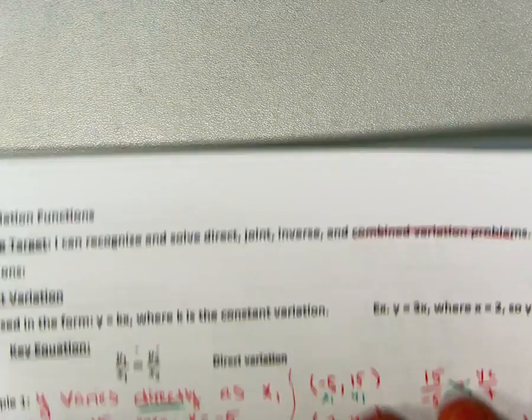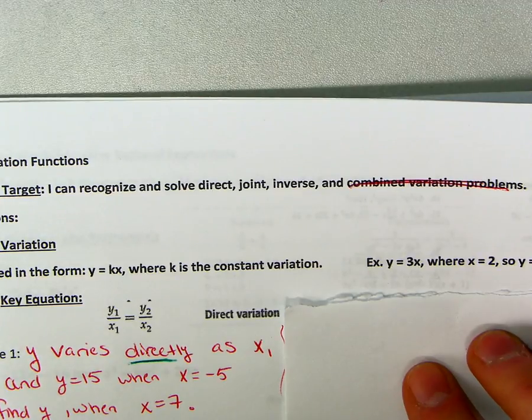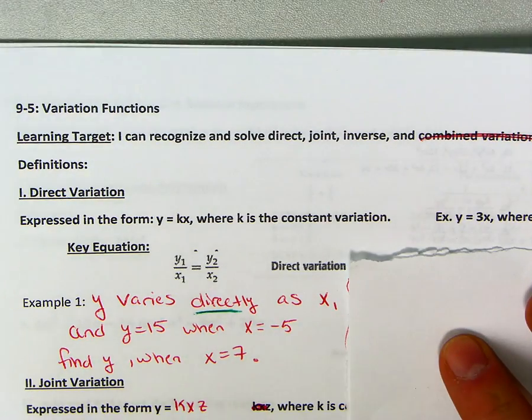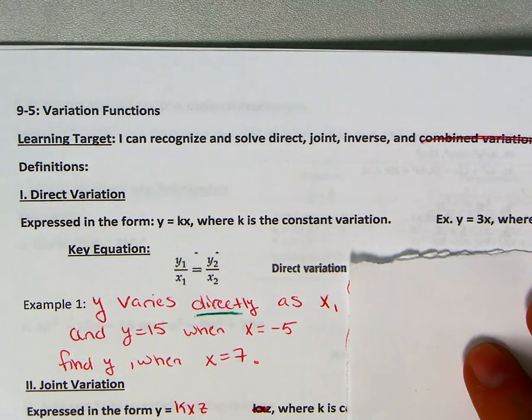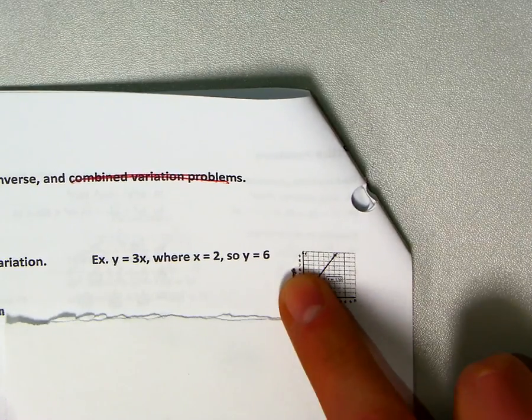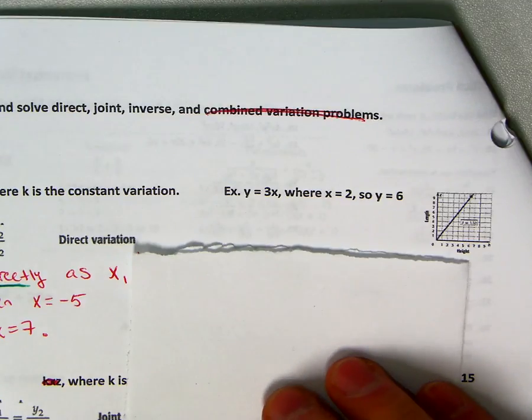9-5, start with the learning target. So I can recognize and solve direct, joint, and inverse problems. We're not going to do combined. But anyways, direct variation, a lot of it deals with a graph that looks like this. As x goes up, y will go up. So they're both going up. You have this positive sloped line.